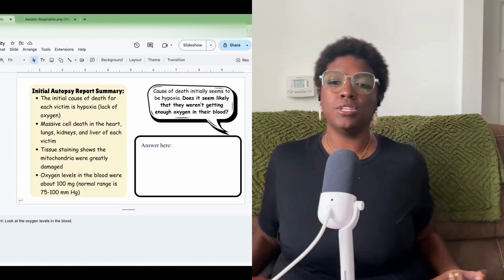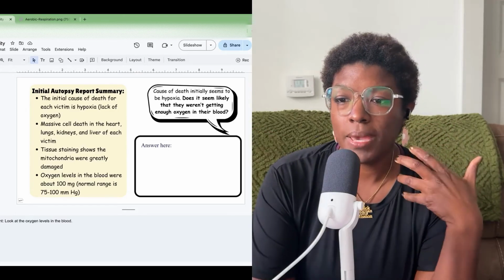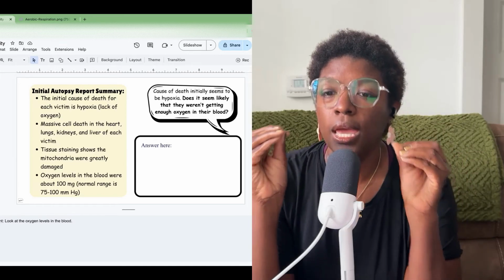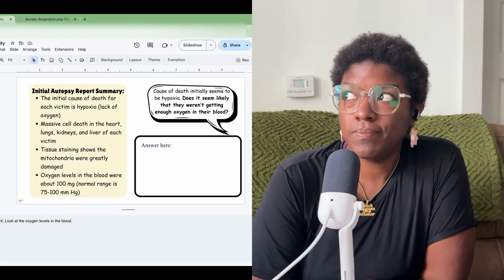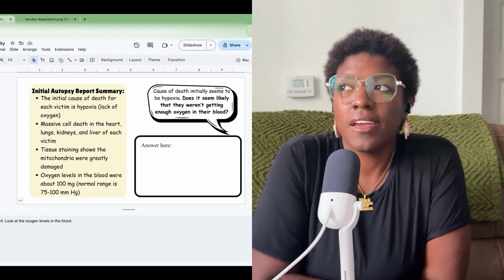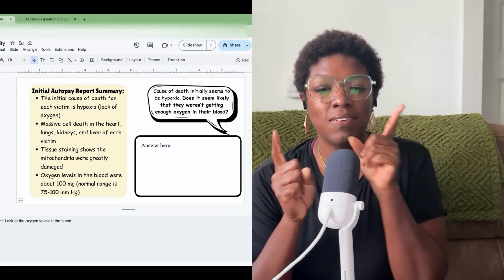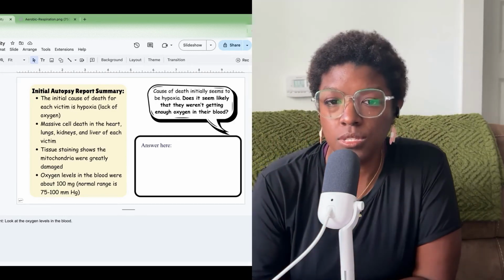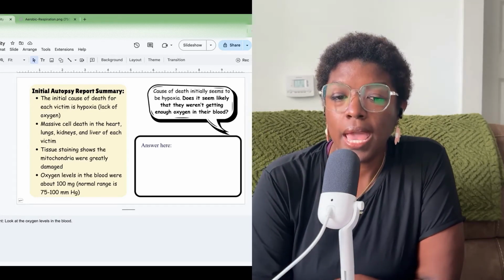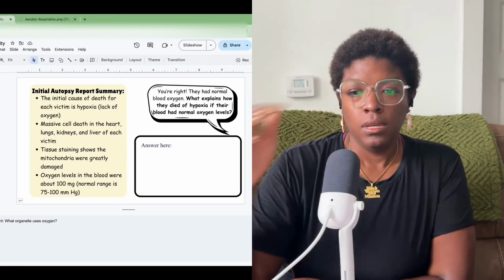So first, we're going to get this initial autopsy report and get the cause of death and this other information. And they are going to need to look at that in order to determine: did the victims have enough oxygen in their blood? At first glance, they're going to be like, of course not. They died from a lack of oxygen. But if they pay attention to the last bullet point, they will note that the oxygen levels in the blood were 100 milligrams and the normal range is 75 to 100 milligrams. So they had a normal amount of oxygen in their blood.